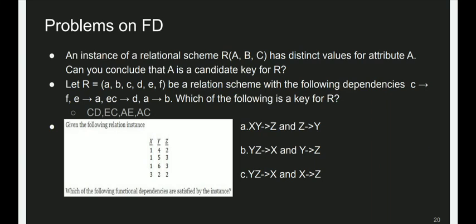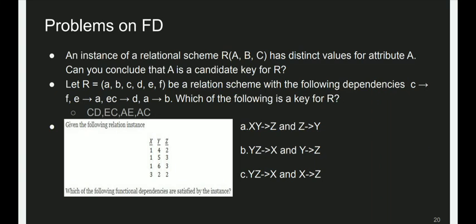A is not a candidate key because we are given a relation with three attributes A, B and C, but we have not been given any instance of that relation. We don't have any data so that we can conclude whether A is a primary key or a candidate key or not. So the next one: there is a relation given and some functional dependencies are also given. They are asking you to find out the key of R.